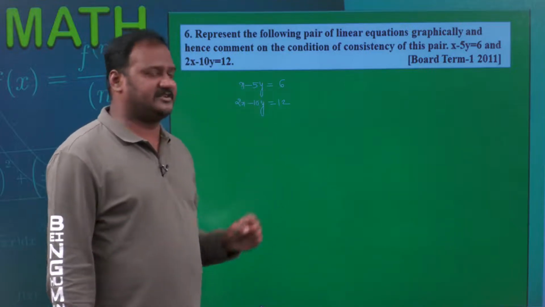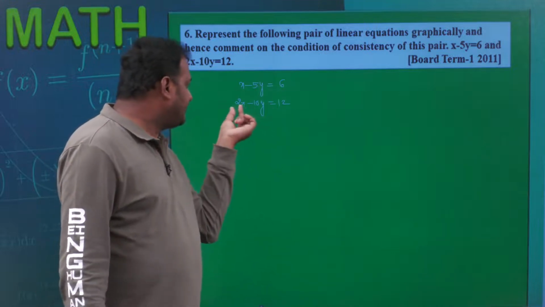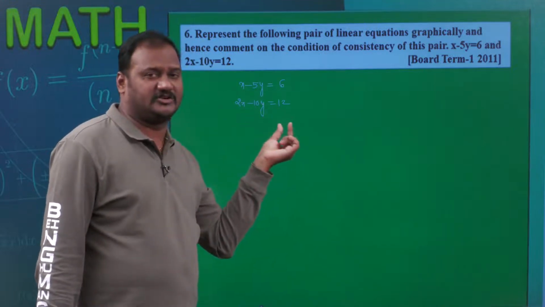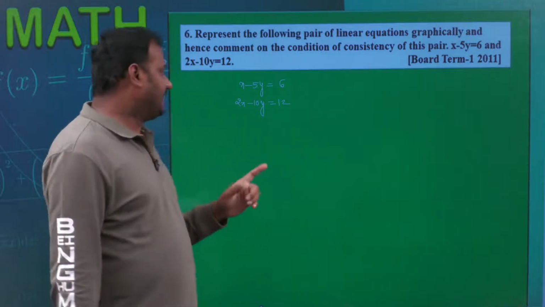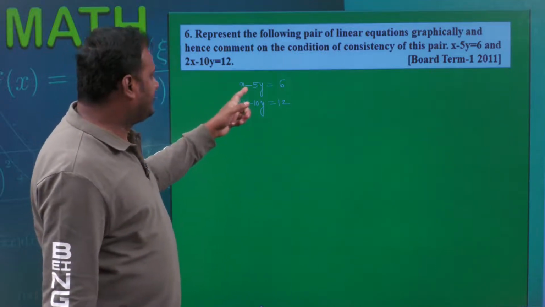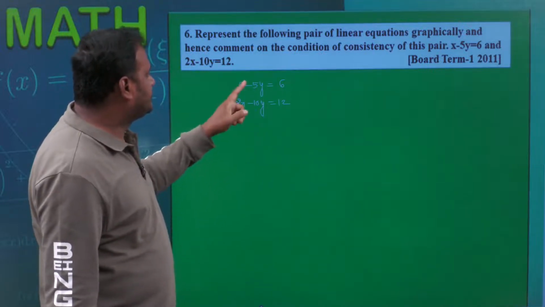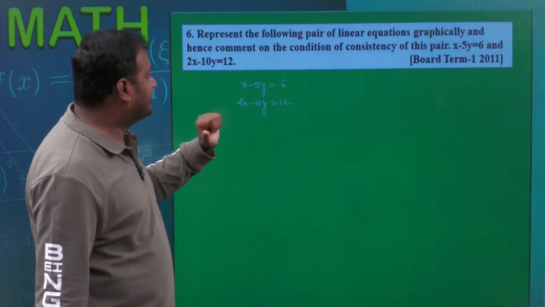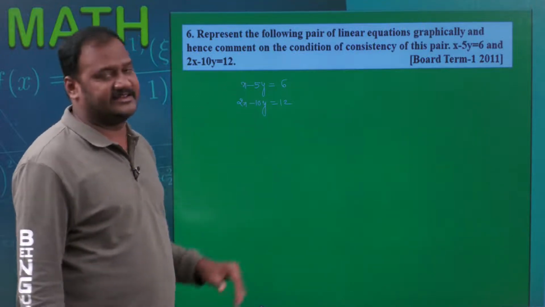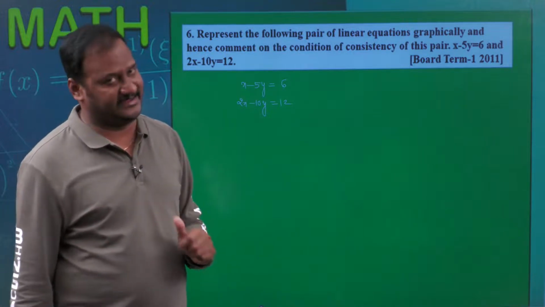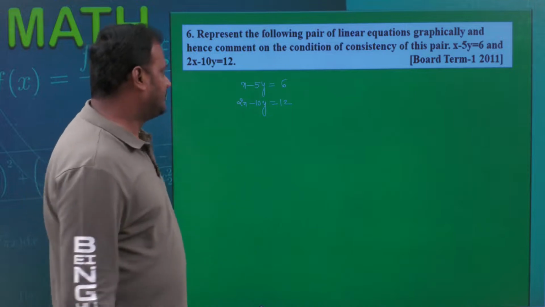x minus 5y is equal to 6 is the first line. If you multiply the first line by a fixed non-zero constant, then you will get the second line. Because if you multiply all these three terms by 2, 2 into x equals 2x, 2 into minus 5 equals minus 10, 2 into 6 is equal to 12. Right? So these two lines are coincident lines. But you will have to draw them on the graph sheet, because that is what the problem asks.